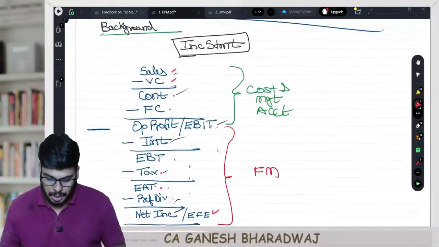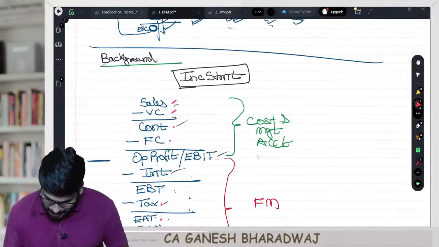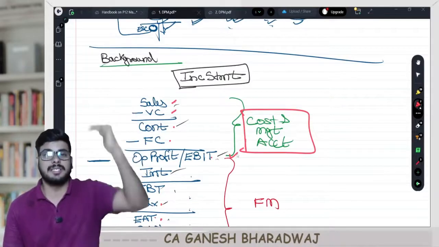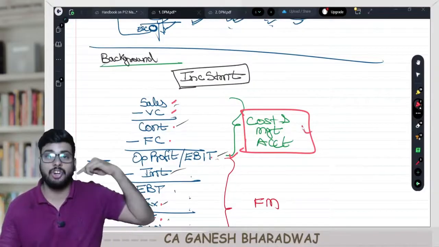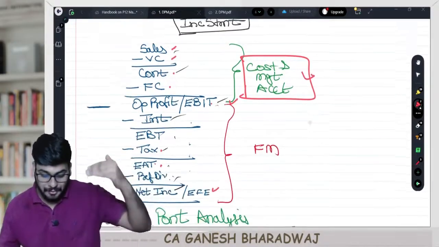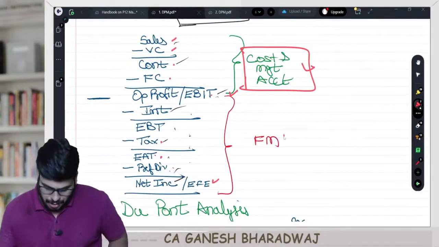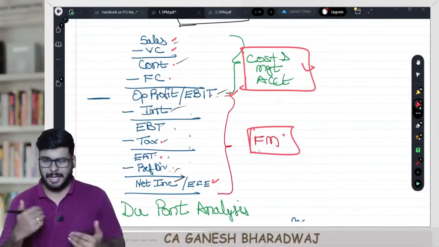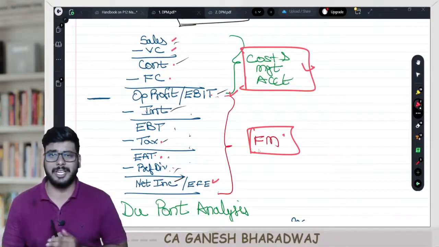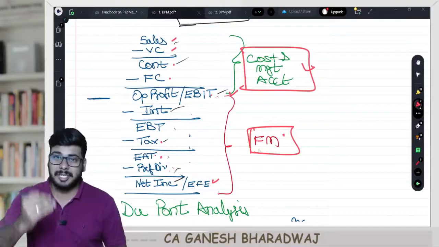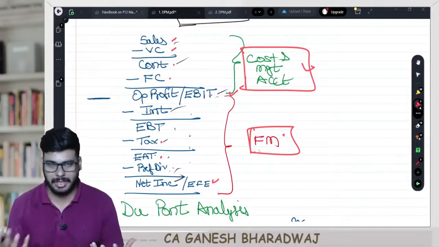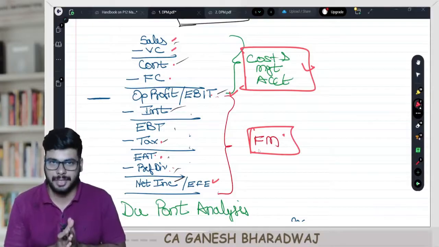Clear with this? Now, up to this EBIT level, right? This is the scope of coverage in your cost accounting and management accounting. Are you clear with this? And from EBIT level, it is getting covered under your financial management. That's why I generally say financial management starts from where your costing ends. When I say costing, I mean cost and management accounting put together. Clear with this, guys? Right?